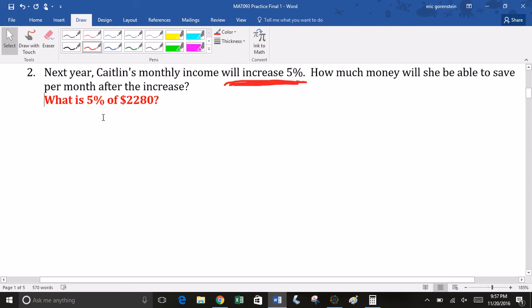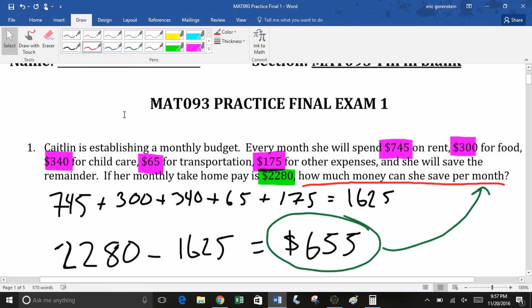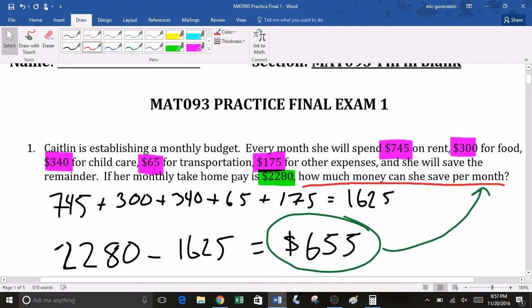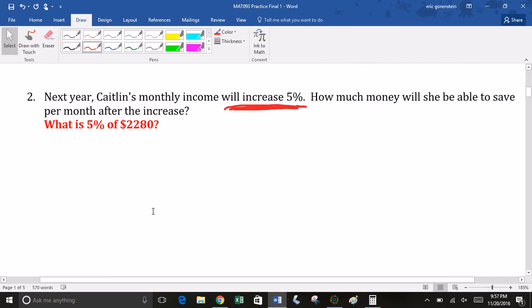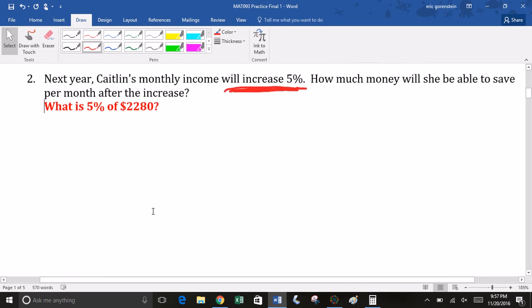What is 5% of 2280? Referring back to question one, her monthly take-home pay is 2280. So in question two, there's a 5% increase on her monthly pay. So let's say she's getting a raise, a 5% raise. How many dollars is that raise? Well, what is 5% of 2280?